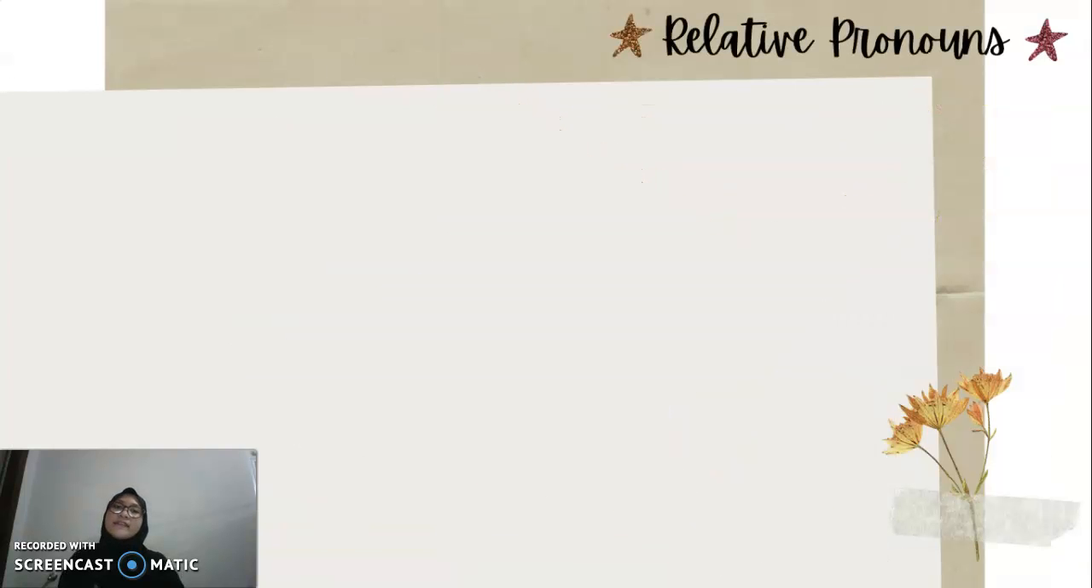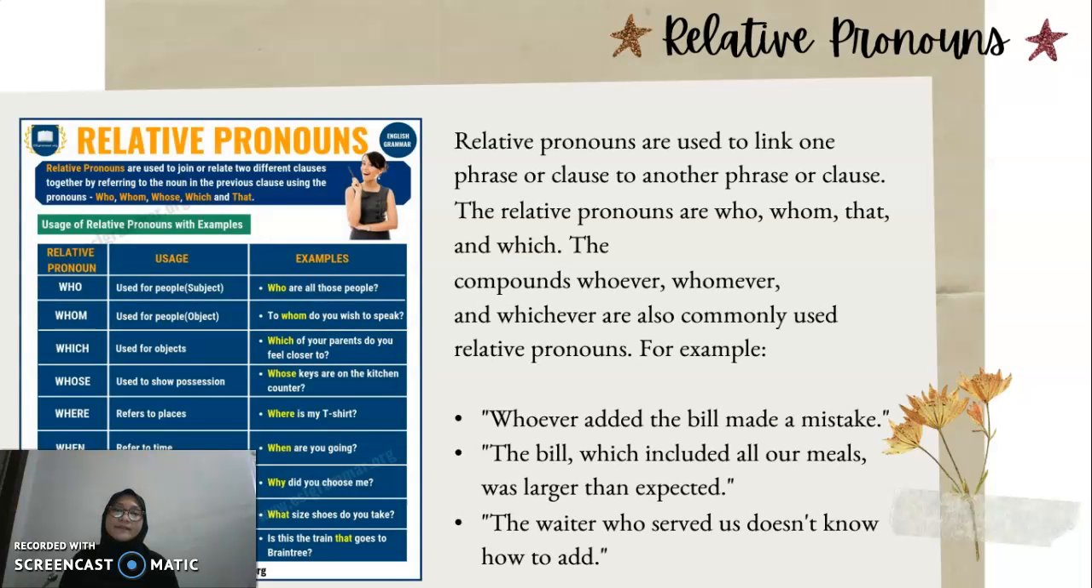And the last is relative pronouns. Relative pronouns are used to link one phrase or clause to another phrase or clause. The relative pronouns are who, whom, that, and which. The compounds whoever, whomever, and whichever are also commonly used relative pronouns.